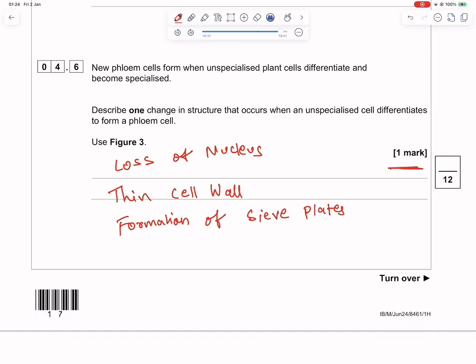Now remember, this is a 1-mark question. I gave you 3 options to write as answers so that this is your revision, but you're required to write one clear structural change. For example, you can just say phloem cells lose their nucleus to allow sugars to move more easily. Is that making sense? Do not list multiple answers. For example, if you write a right answer and a wrong answer, it will still be considered as a wrong answer. Your right answer will not be accepted.